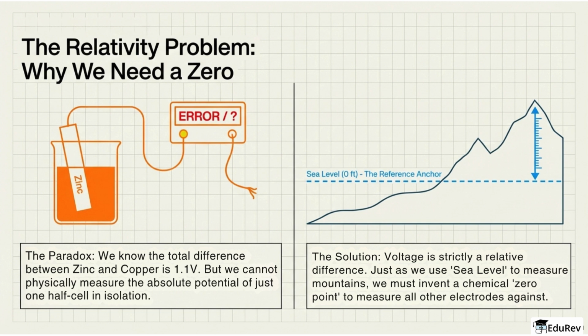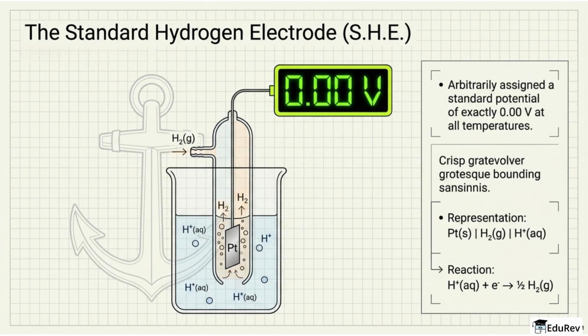Just as heights are measured relative to sea level, electrode potentials are measured relative to a standard reference. That reference is the standard hydrogen electrode, or SHE. It is assigned a potential of exactly 0.00 volts under standard conditions. The setup uses platinum, hydrogen gas, and hydrogen ions in solution. With the notation, the reaction is H+ plus an electron, giving half a molecule of hydrogen gas. This electrode is the benchmark for all other electrode potentials, so it sits at the center of electrochemical measurement.